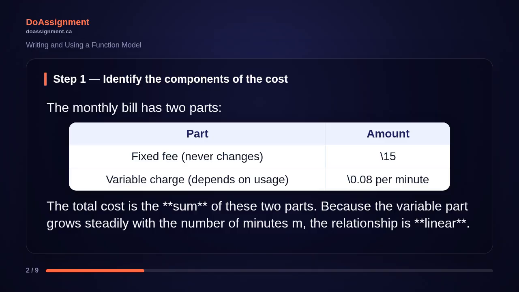The monthly bill has two parts: a fixed fee of $15 that never changes, and a variable charge of 8 cents per minute. The total cost is the sum of these two parts, and because the variable part grows steadily with the number of minutes, the relationship is linear.